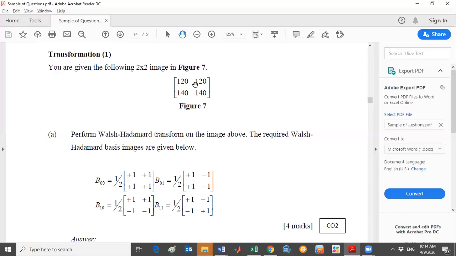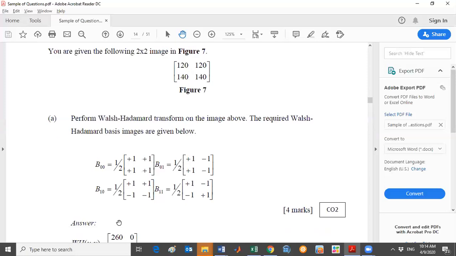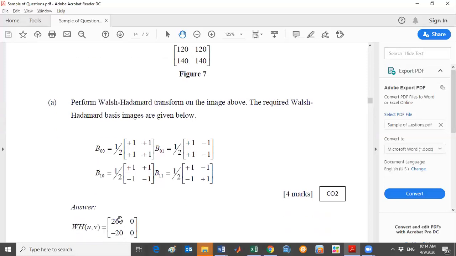So you basically sum all this together. So sum all this together, what do you get? 400, 500, 520, divide by 2, 260. So you get 260 here. Are you following? Yes, sir.